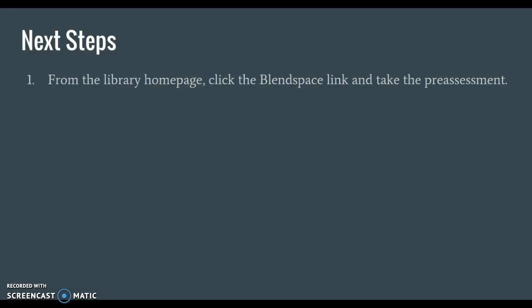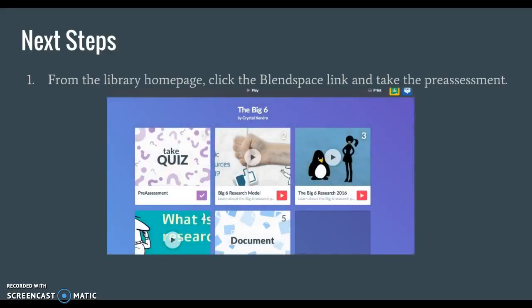Now, the next steps, what needs to happen? Well, every single one of you needs to go to the library homepage. There is a link to my Blend Space. There, you're going to take a quiz. It's a really short quiz, and really it's for me to understand what you guys already know about the research project, what you guys know about the process, what you know about the Big Six. It's going to give me a good idea of where we need to start when we get into the library.